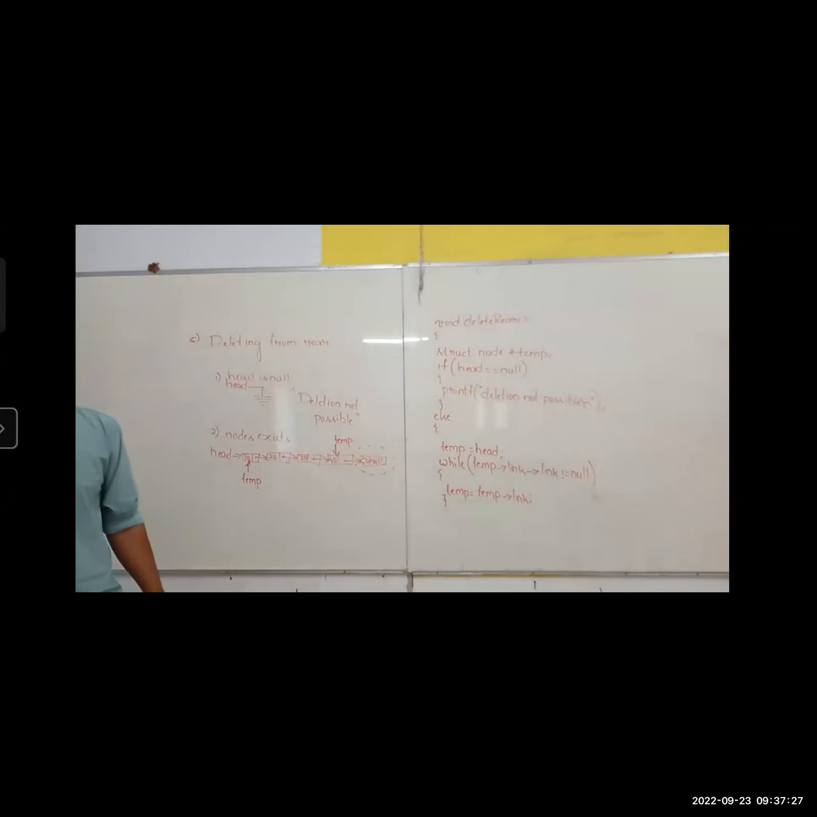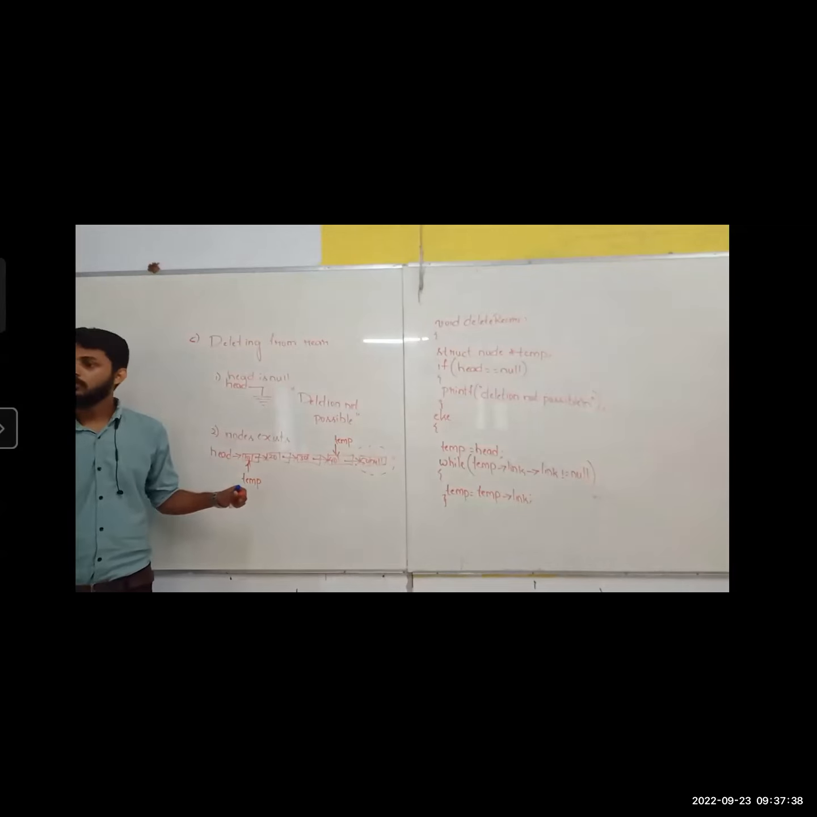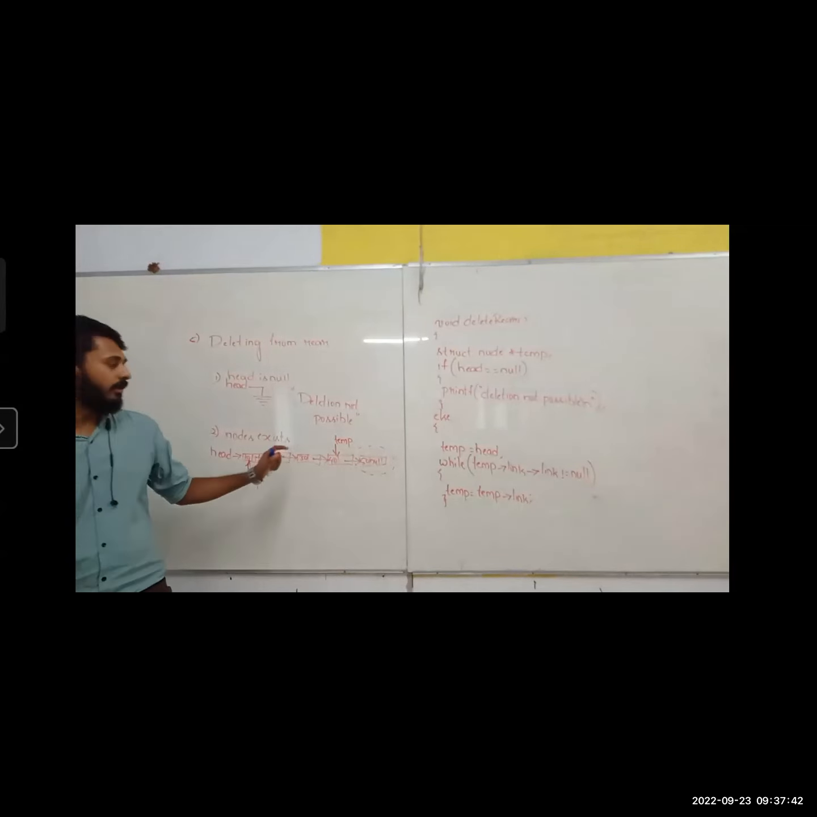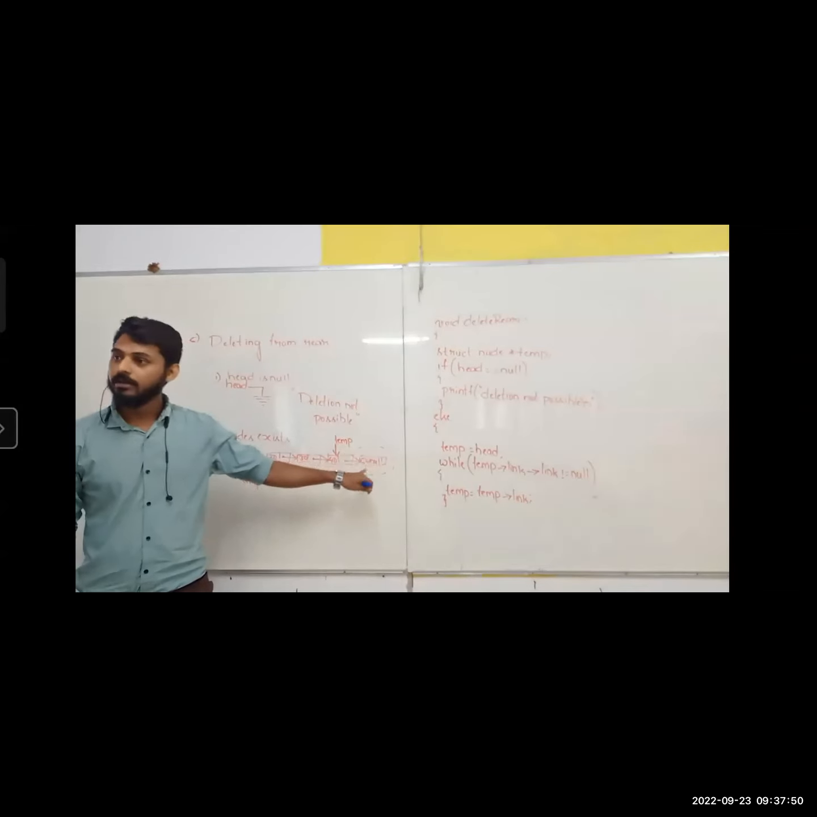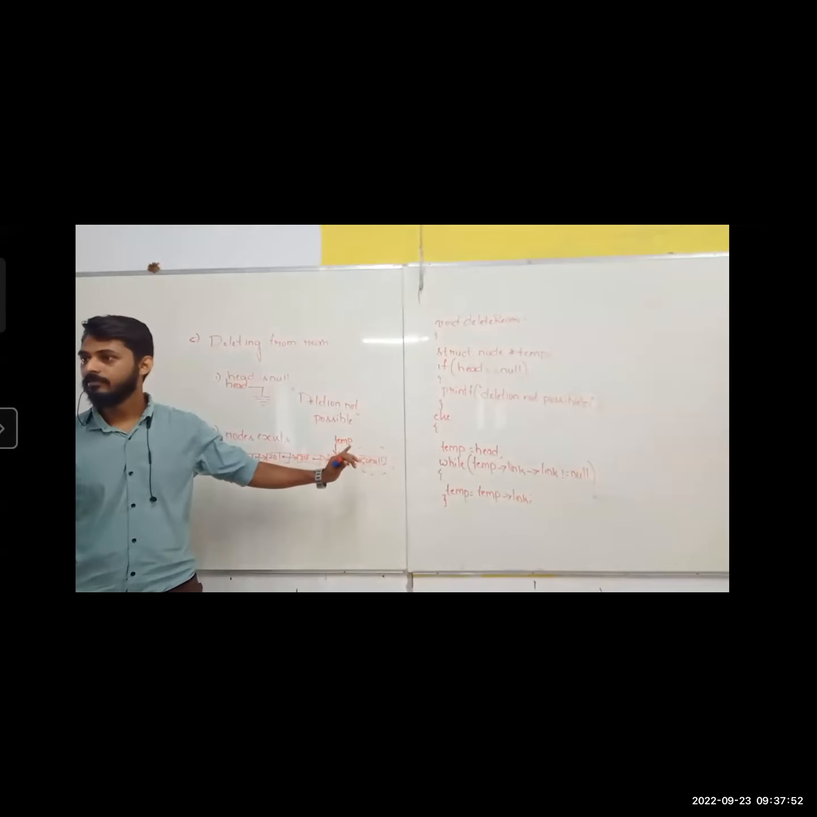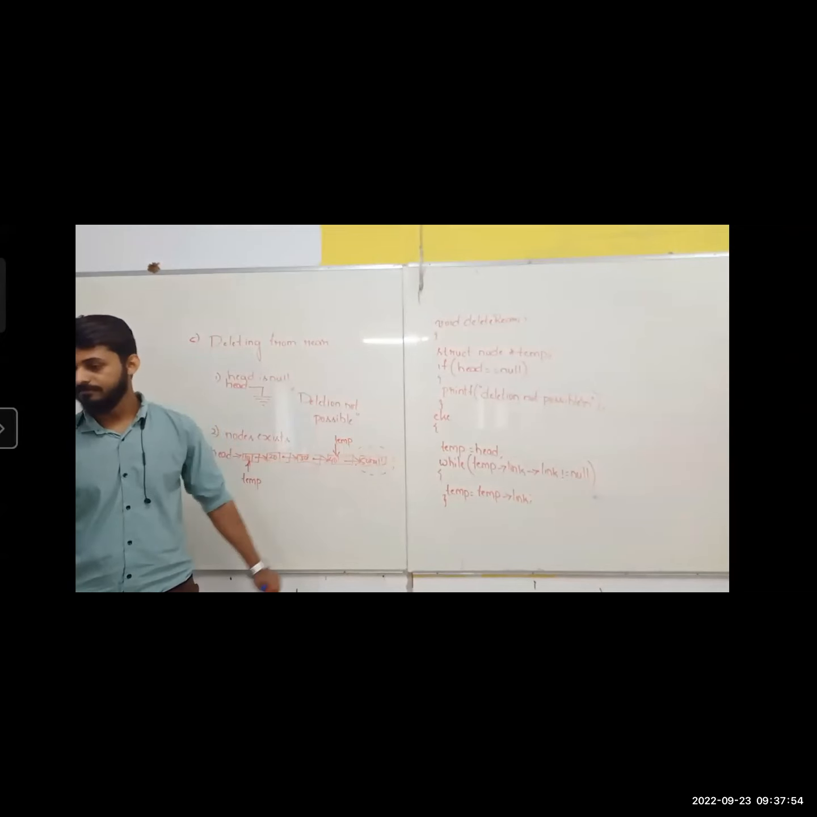Just keep observing. Here, temp's link's link, whenever it is pointing to null, I should stop. If it is not pointing to null, what I should do? Keep moving. I should stop only when temp's link's link becomes null. Why should I stop here only? So that easily I can delete the next node.